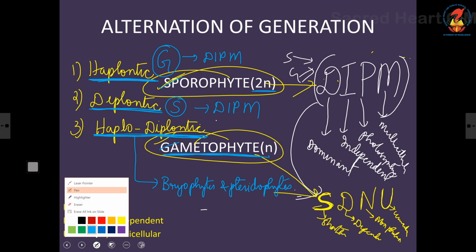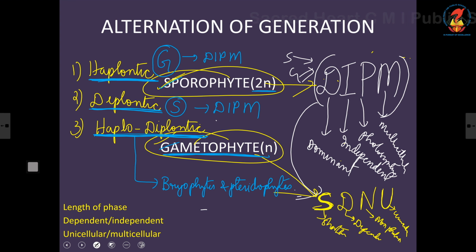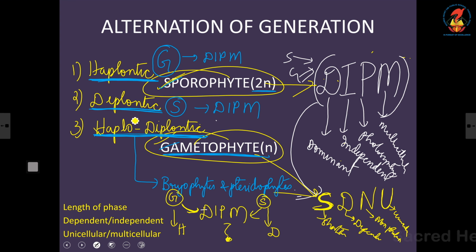It's an intermediate condition because in bryophytes and pteridophytes, one phase should be DIPM. In pteridophytes, it is the sporophyte that is DIPM, whereas in bryophytes, it's the gametophyte that is DIPM. But if it is gametophyte, definitely it should be haplontic, and if it's sporophyte, it should be diplontic. Then why is it haplodiplontic? We can check when we deal with bryophytes and pteridophytes.